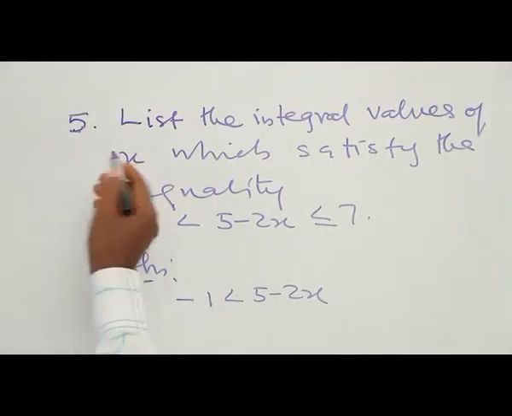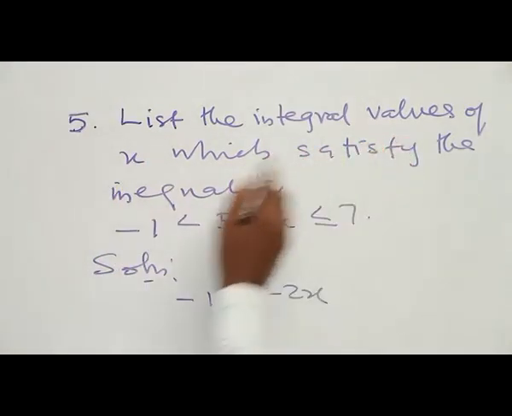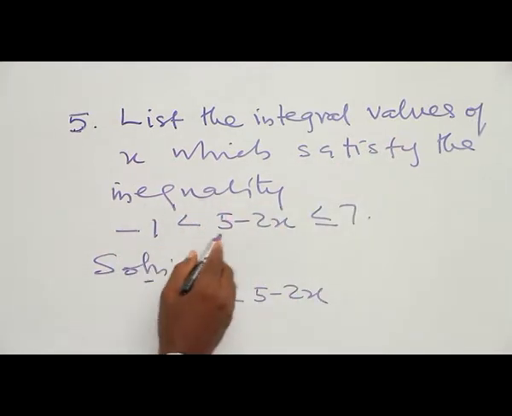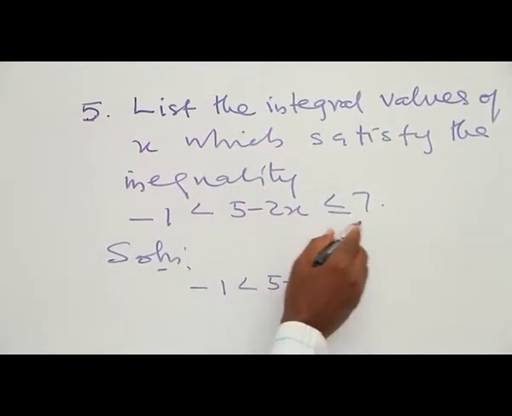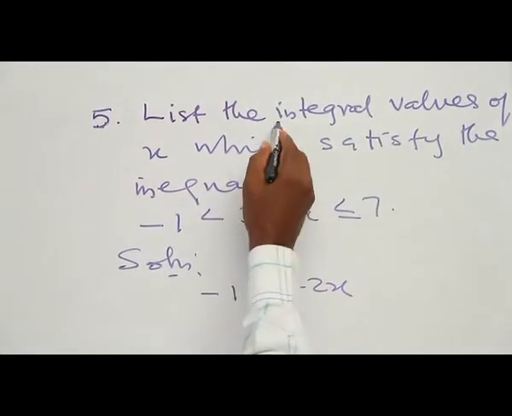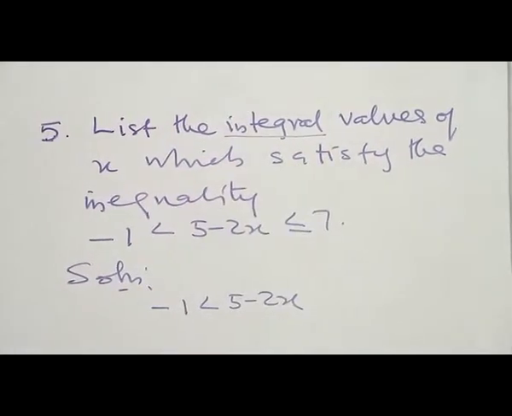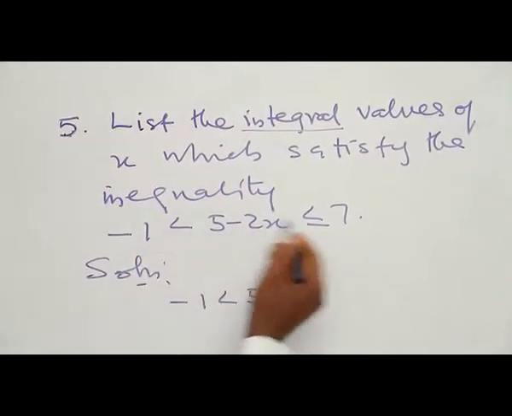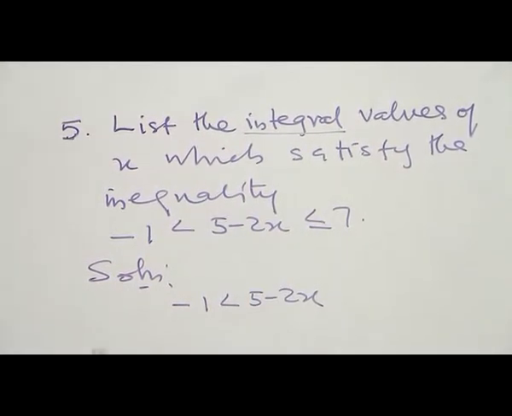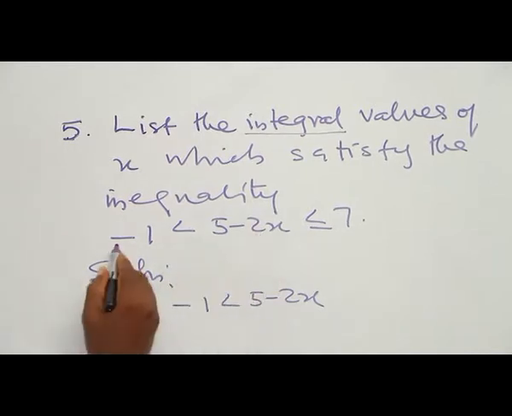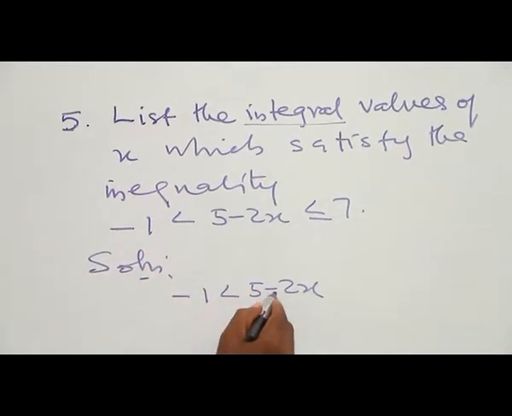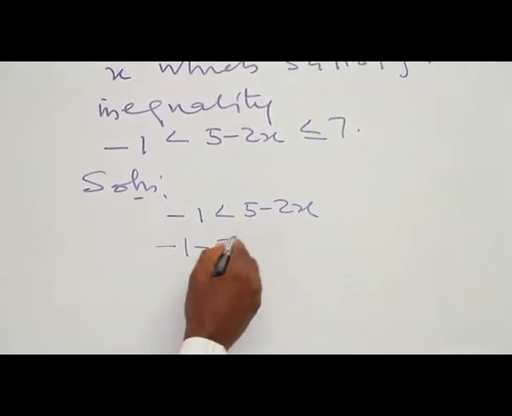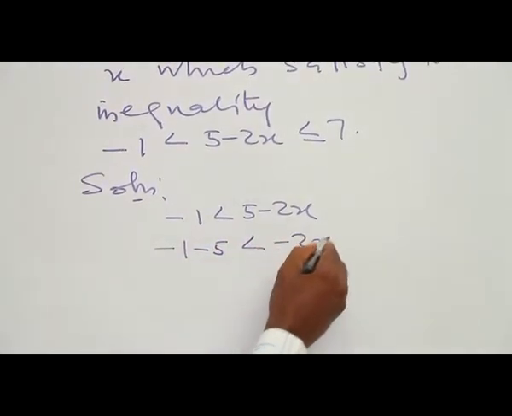Question number 5, list the integral values of s which satisfy the inequality minus 1 less than 5 minus 2s less than or equal to 7. Integral means whole numbers. And of course, this is an example of a combined inequality. We will take the first part of it, minus 1 less than 5 minus 2s. Collecting like terms, minus 1 minus 5 is less than minus 2s.